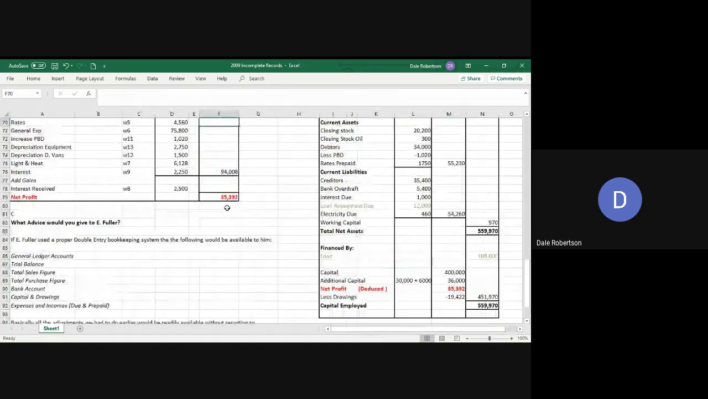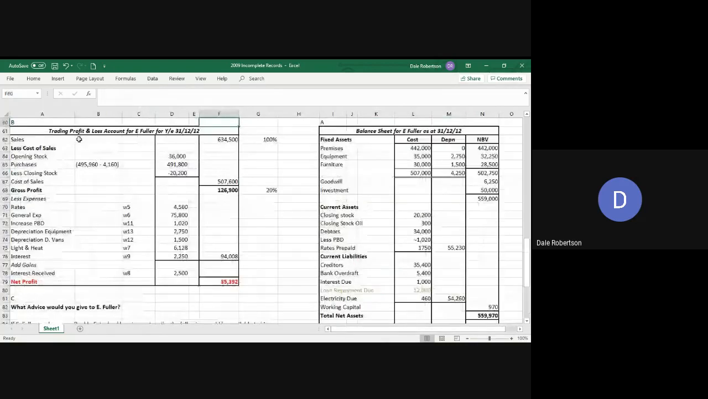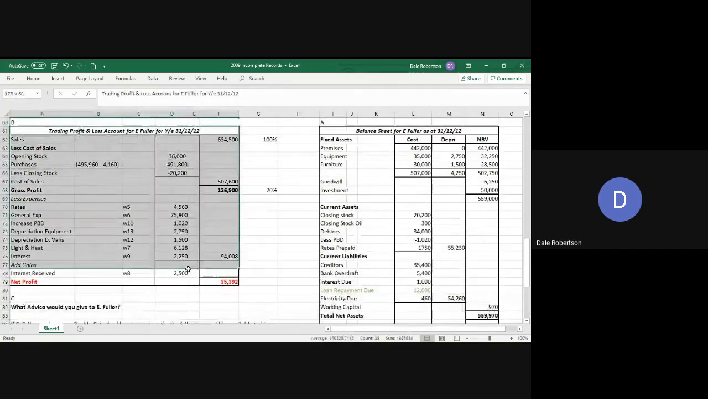So I would tend to encourage students to write out a skeleton here. So you're going to write out your sales, less cost of sales, opening stock, purchases, closing stock, gross profit, minus expenses, and add gains, and your net profit. So write out the skeleton of the question first. But here we are, we're going to start with our net profit. Taken from the answer to the balance sheet, we must assume we are correct, 35,392. Now we put in our incomes and our expenses.